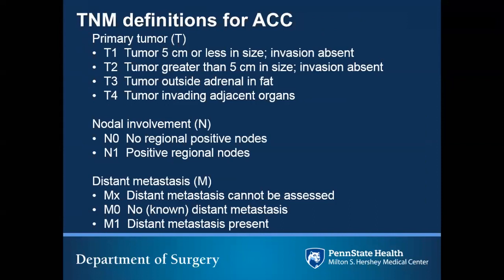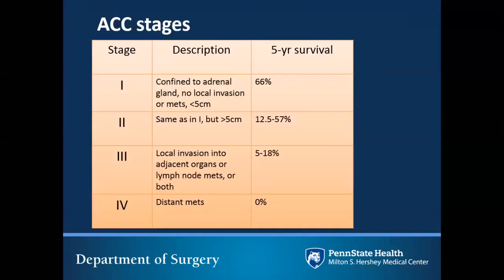Just some of the TNM definitions. I mentioned 5 centimeters is the size if you're going to have a chance of surgical cure, because that's a T1 lesion, so the smaller the lesions, the better the chance. And this is the type of cancer that the smaller the lesion, the bigger the operation. You want to make sure you get anything it's potentially touching, because really a surgical R0 resection is critical for any potential surgical cure.